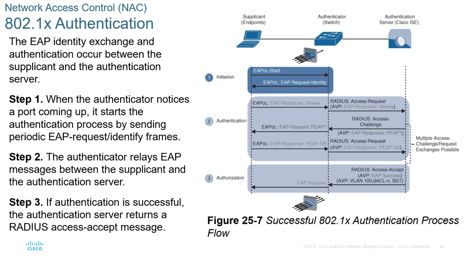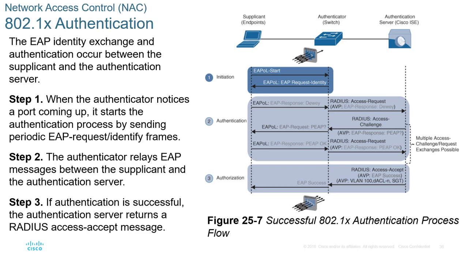So, step one, the initiation. The authenticator notices a port come online. It starts the authentication process by sending a periodic EAP request or identifying frame. Step two is the actual authentication portion. The authenticator will reply with EAP messages between the supplicant and the authentication server. And you'll notice in the diagram, it's a process. It's not just a single packet. It's normally a three-step process between the supplicant and authenticator, and between the authenticator and the authentication server. Again, a three-step process between each of those devices.